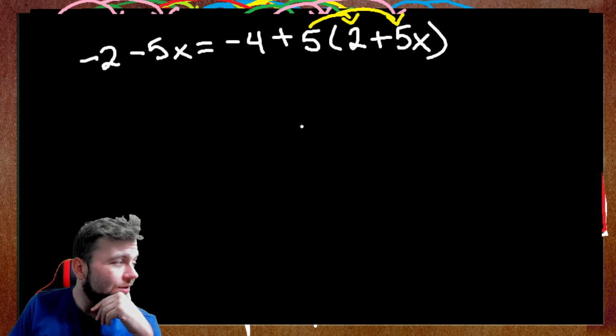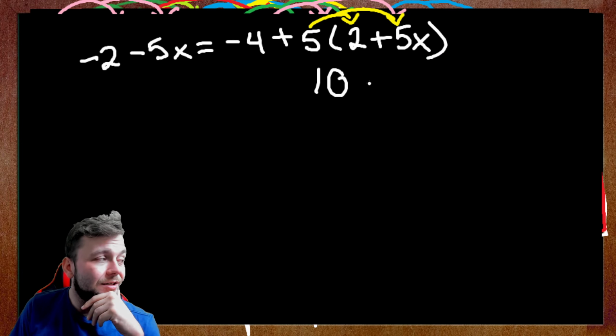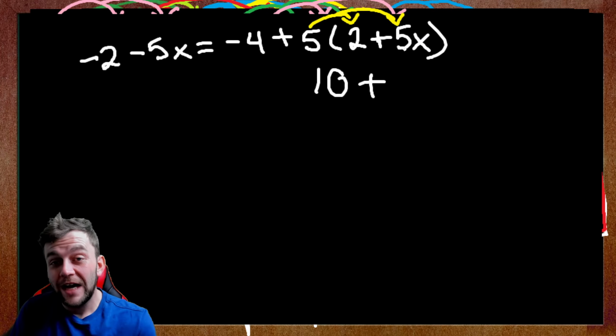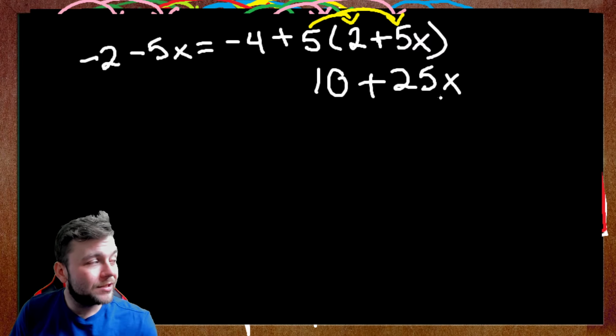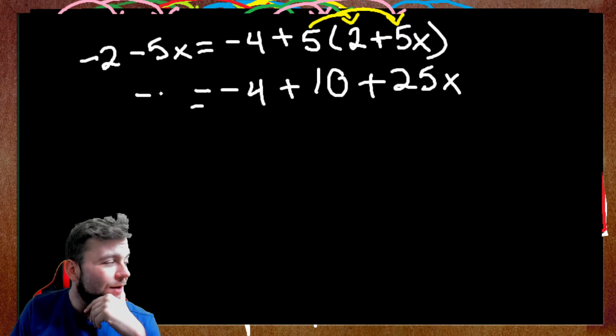So let's do that. What is 5 times 2? 5 times 2 is 10. Plus, this is where that plus came from, 5 times 5x. What is 5 times 5x? That is 25x. Let's write everything else out. Drop it all down.